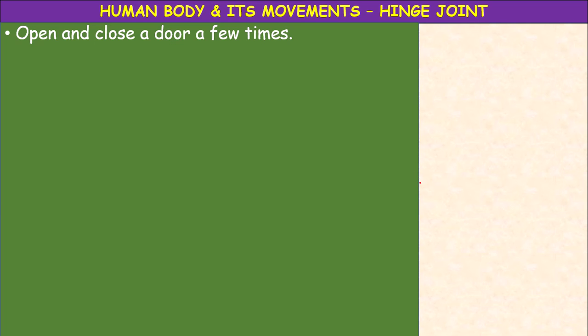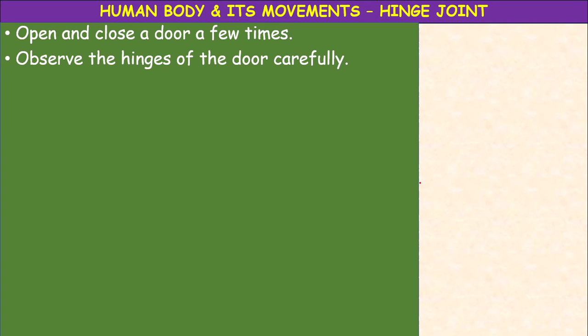Next joint is hinge joint. In a pivotal joint, a cylindrical bone rotates in a ring. Now, hinge joint. Open and close a door a few times. You can open it, close it, open it, close it. Observe the iron hinges of the door carefully.